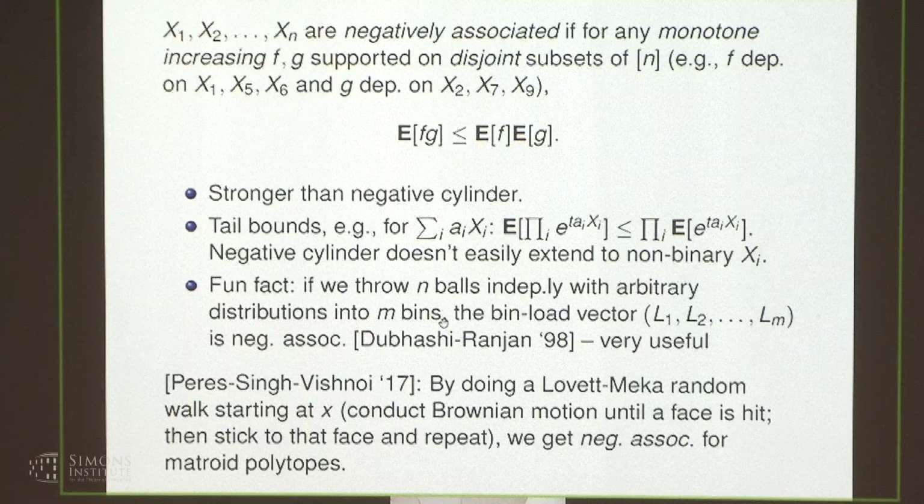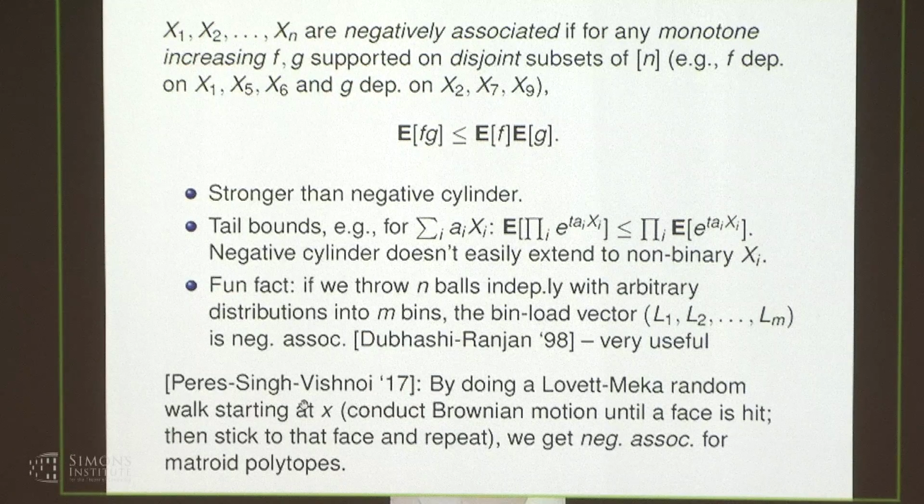If you have m bins and you throw n balls independently but with arbitrary individual distributions into the bins, and you look at the vector of all the bin loads, right? So L1 is the number of balls that fell in bin 1, L2 is the number that fell in bin 2, and so on. Then this vector of random variables is actually negatively associated. In fact, I had the opportunity to use this in some work several years ago. So negative association is a very powerful property.